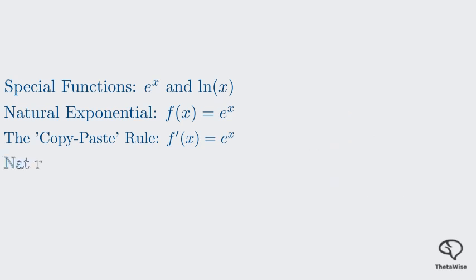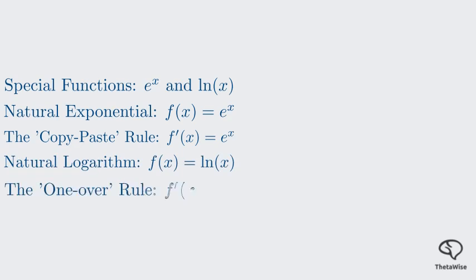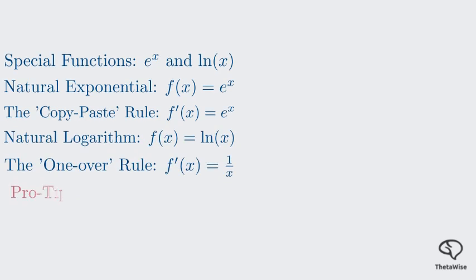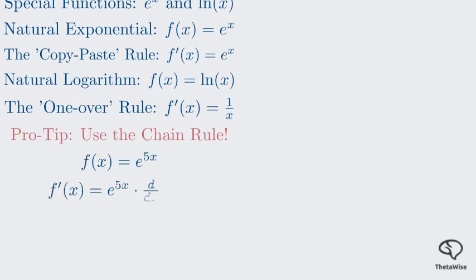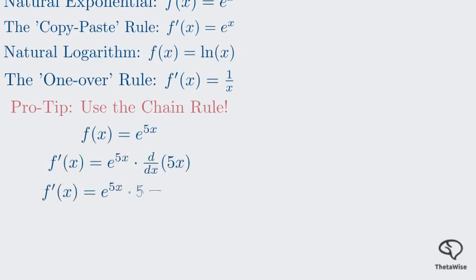Next is the natural log, written as ln of x. The derivative of the natural log of x is just 1 divided by x. What if it's more complex, like e to the power of 5x? We use our friend the chain rule. We copy the function, then multiply by the derivative of the exponent. Simple and consistent.